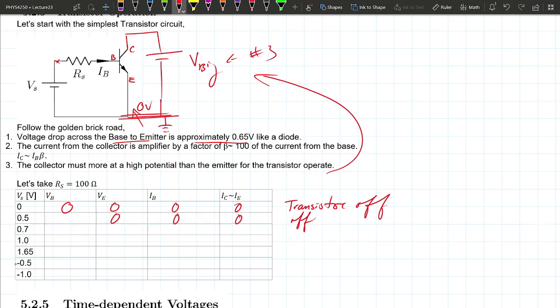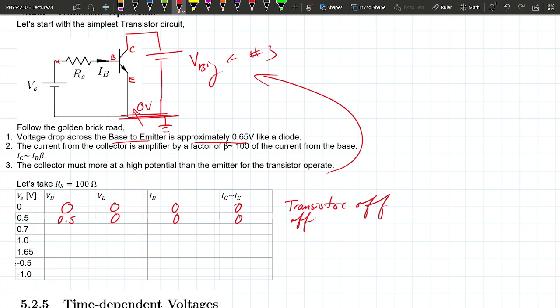In this case, no current is flowing through the resistor. The voltage drop across that resistor is still 0. What is the voltage at the base? 0.5. You didn't change it, right? If no current flows, it doesn't change the voltage. So that's the first non-zero number. All right, now let's do something more interesting.